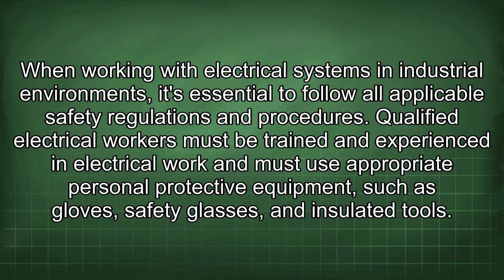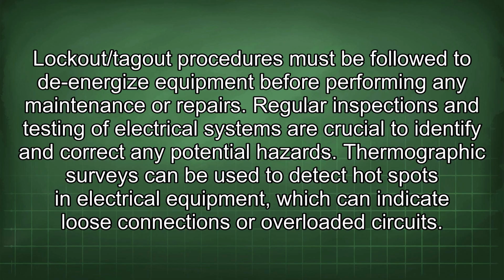When working with electrical systems in industrial environments, it's essential to follow all applicable safety regulations and procedures. Qualified electrical workers must be trained and experienced in electrical work and must use appropriate personal protective equipment such as gloves, safety glasses, and insulated tools. Lockout/tagout procedures must be followed to de-energize equipment before performing any maintenance or repairs. Regular inspections and testing of electrical systems are crucial to identify and correct any potential hazards.